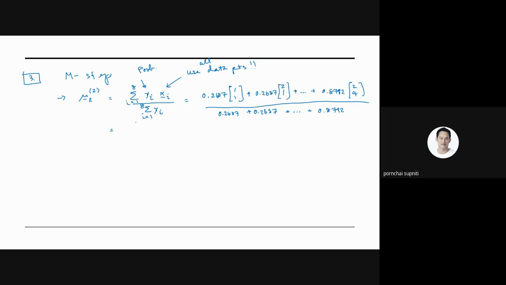So here we will get something like, let me write it out. So we get something like 2.2373 and then 2.6256. Okay.